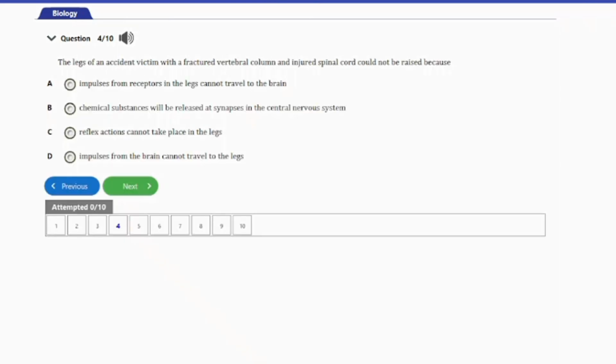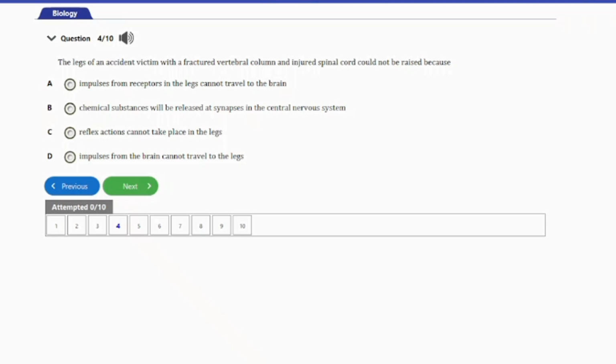Question number 4. The legs of an accident victim with a fractured vertebral column and injured spinal cord could not be raised because A, impulse from receptors in the legs cannot travel to the brain, B, chemical substances will be released at synapses in the central nervous system, C, reflex action cannot take place in the legs, D, impulses from the brain cannot travel to the legs.